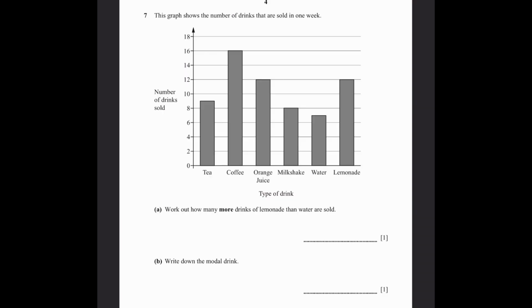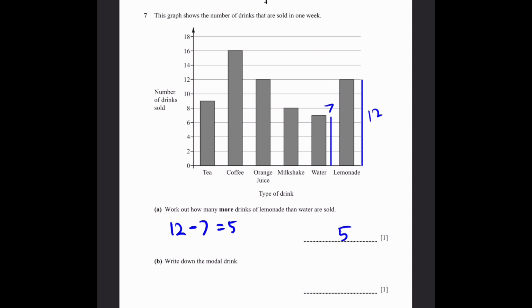Question number 7. This graph shows the number of drinks that are sold in 1 week. A. Work out how many more drinks of lemonade than water are sold. The height of lemonade is 12 and the height of water is 7, as it is in the middle of 6 and 8. So how many more drinks of lemonade than water? 12 minus 7 equals 5. So that's the extra for lemonade.